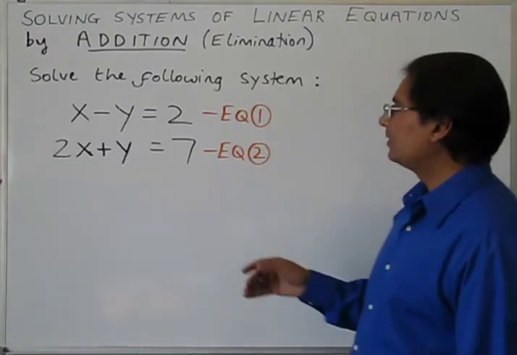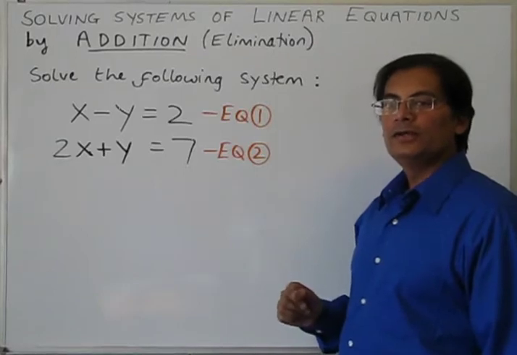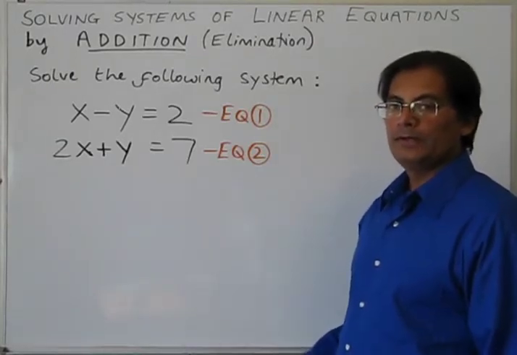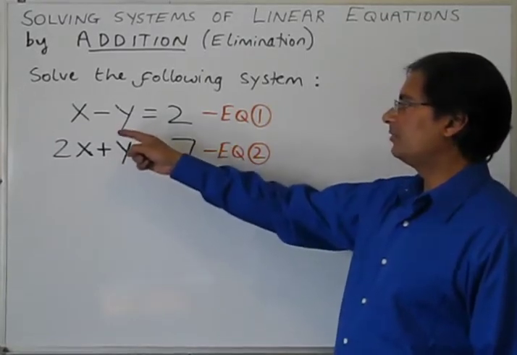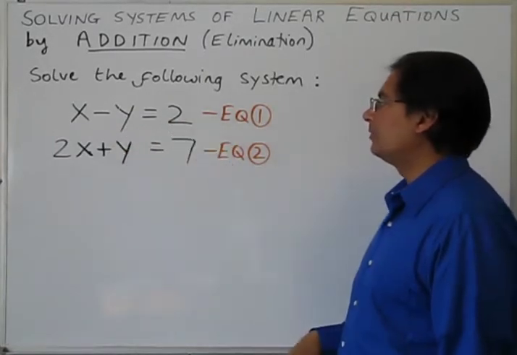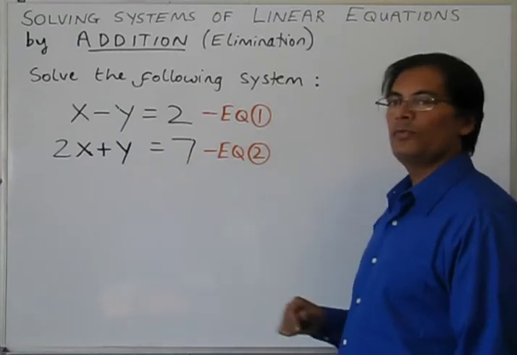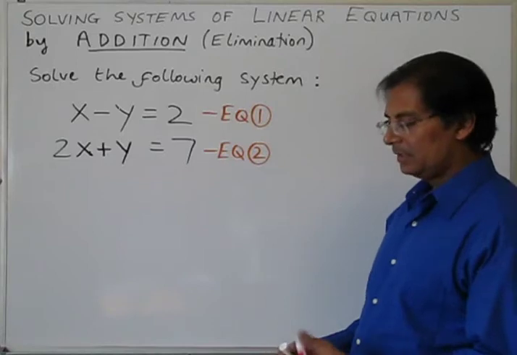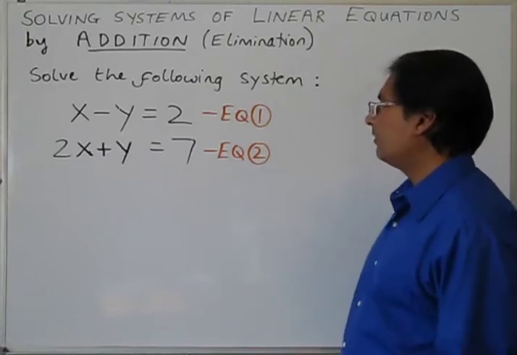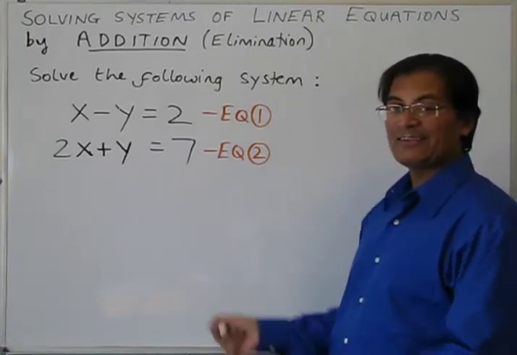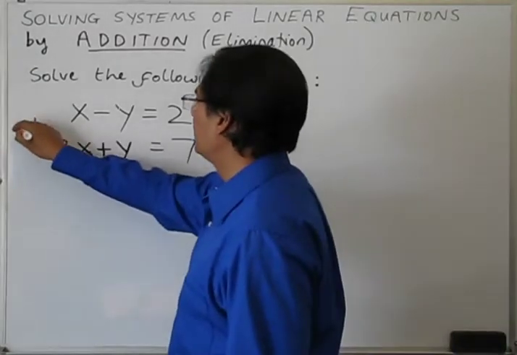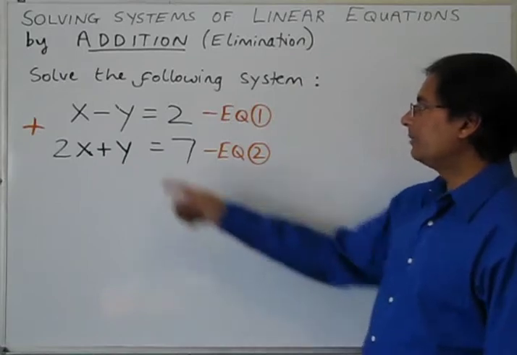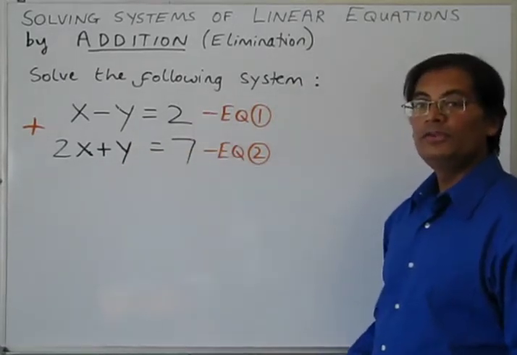The idea is we're going to add these two equations to eliminate a variable, and then we're left with one variable. Here's an example. We have a system of equations: x minus y equals 2 and 2x plus y equals 7. We want to solve this system using addition, and we can see that if I add the two equations, the y's will eliminate because negative y plus y gives me 0.